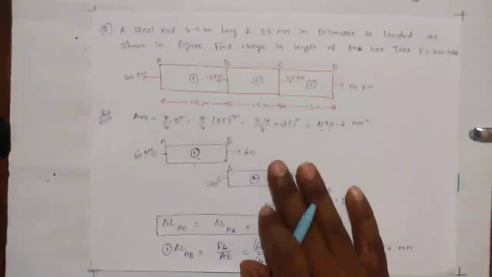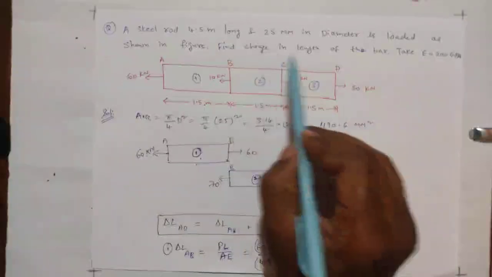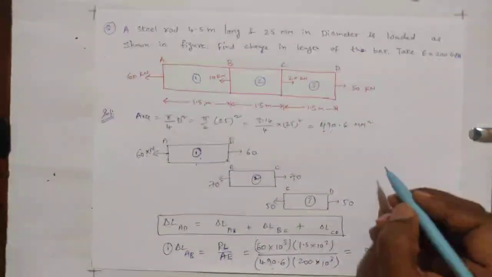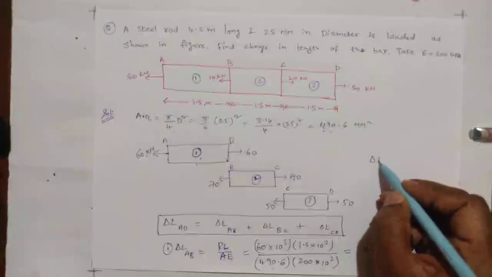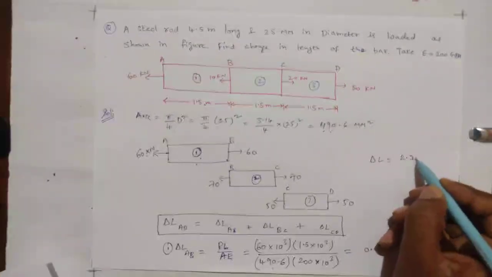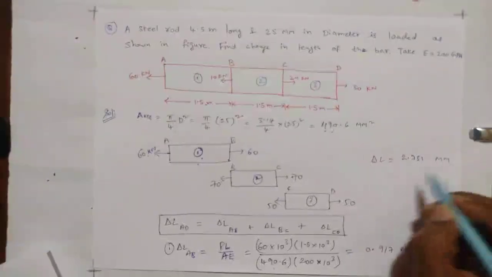Okay, in this question they have asked to find the change in length of the bar. Change in length of the bar, delta L is equal to 2.751 mm. This is the answer we have got.